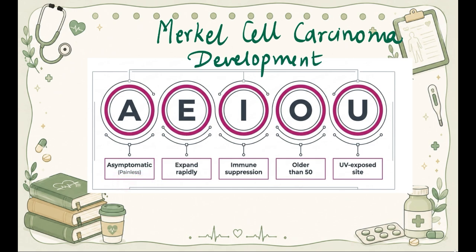E is for expanding rapidly. I is for immune suppression. O is for older than 50. And U indicates a UV-exposed site, meaning it appears on sun-damaged skin.